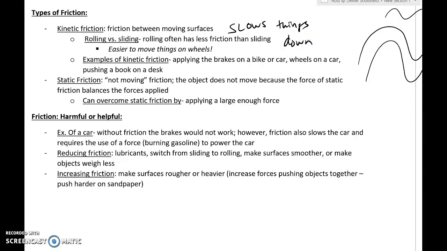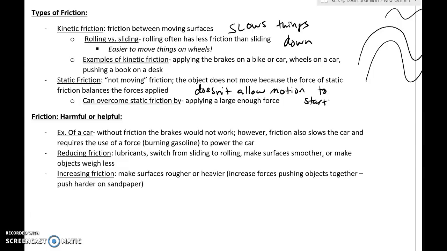In contrast, static friction doesn't allow motion to start in the first place. So static friction, if there's a heavy box on the floor with a lot of friction between it and the carpet, and you give it a little bit of a push and the box doesn't move, the reason that box isn't moving is because the friction between the floor and the box is greater than the push you are giving it.